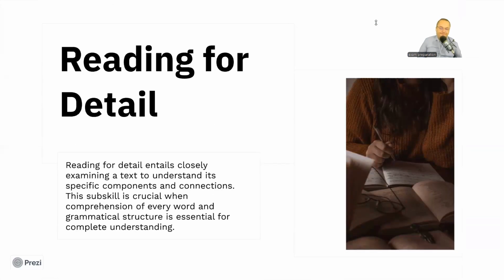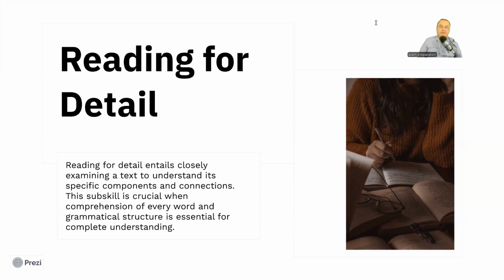Reading for detail. Reading for detail entails closely examining a text to understand its specific components and connections. This sub-skill is crucial when comprehension of every word and grammatical structure is essential for complete understanding.